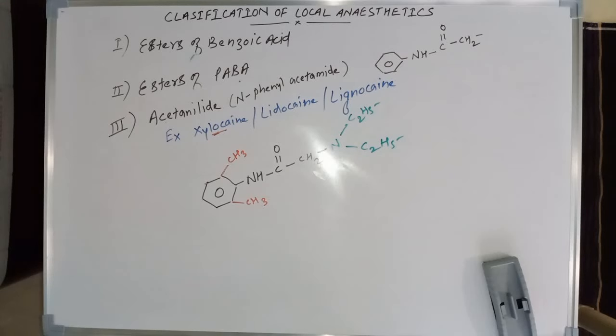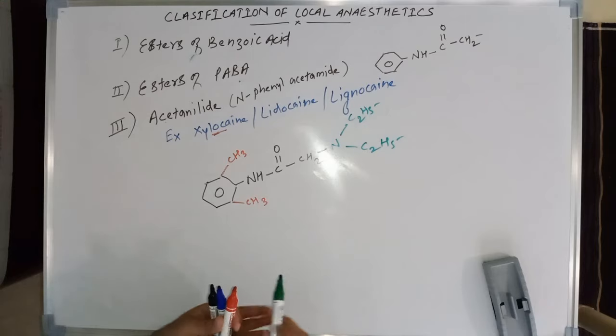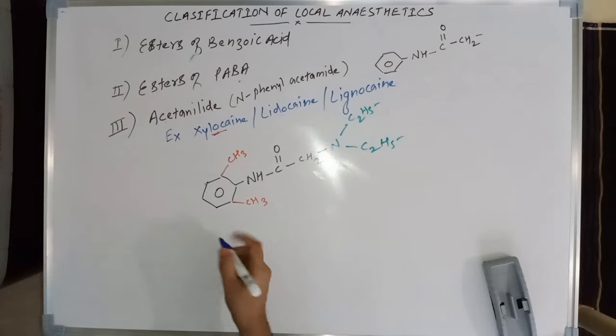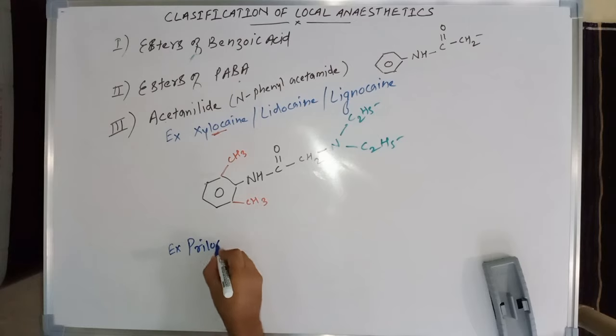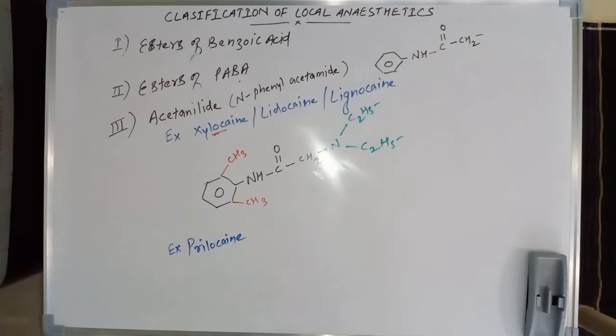Now one more important drug which comes under this class is prilocaine. Again, prilocaine is an example of what? Acetanilide. So first we will draw the structure of acetanilide.